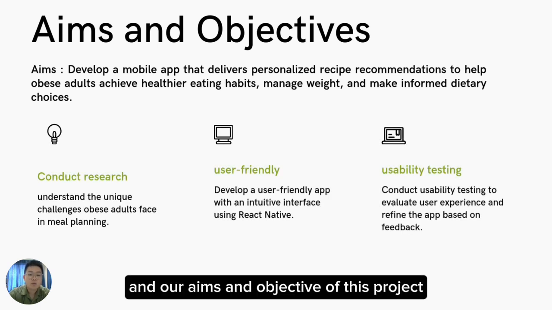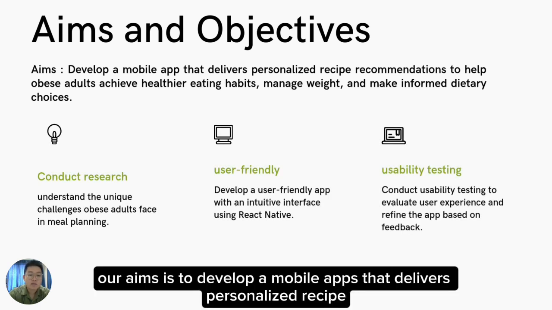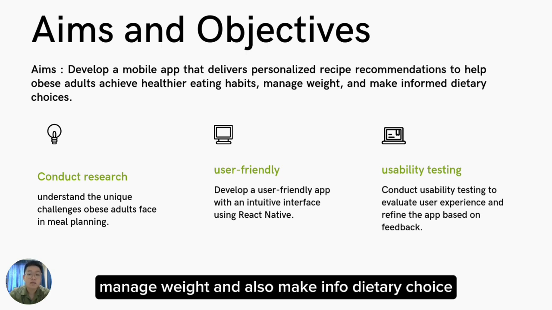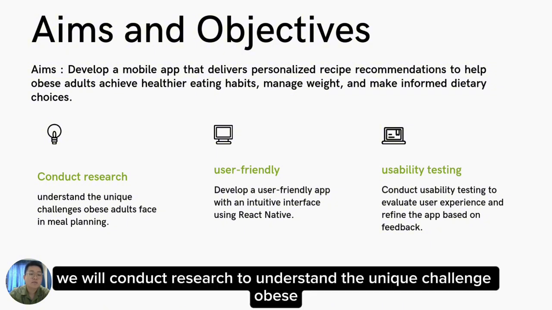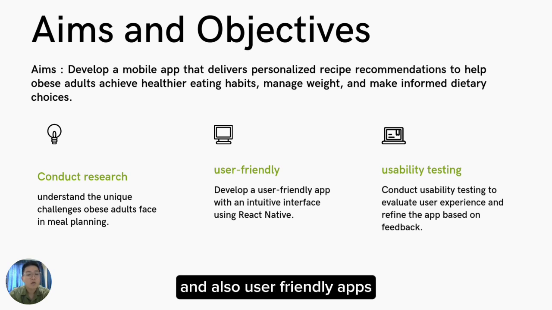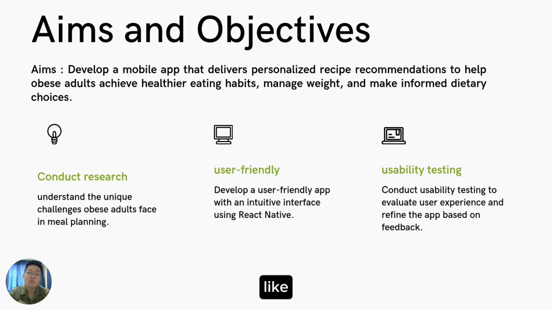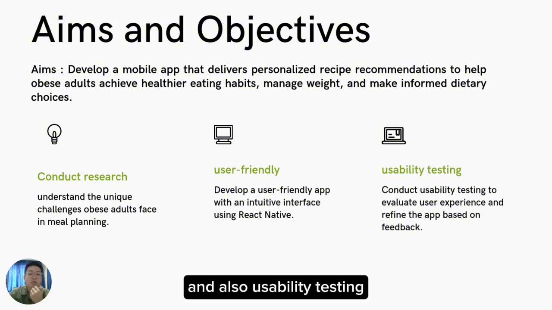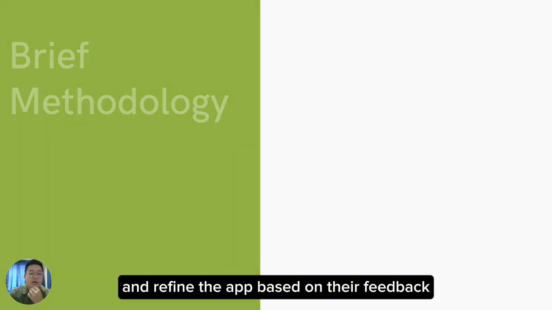And our aims and objectives of this project: our aim is to develop a mobile app that delivers personalized recipe recommendations to help obese adults achieve healthier eating habits, manage weight, and also make informed dietary choices. We will conduct research to understand the unique challenges obese adults face in meal planning. We will develop a user-friendly app to improve the user experience, and conduct usability testing to evaluate user experience and refine the app based on their feedback.